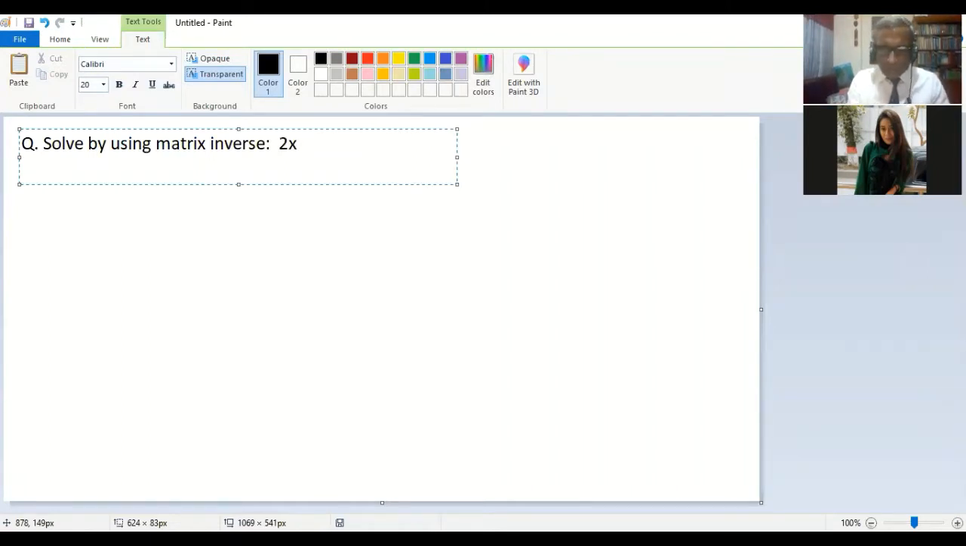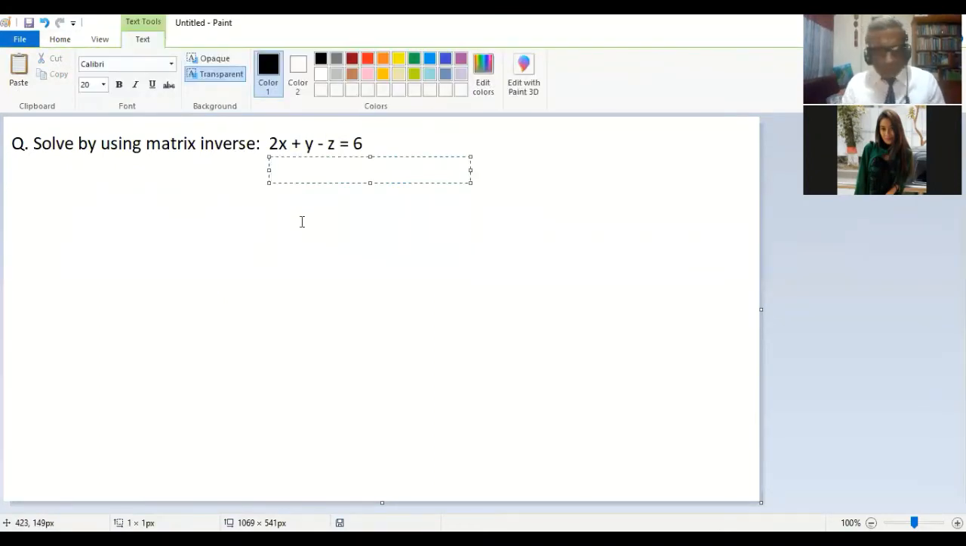So I'm writing 2x plus y minus z equal to 6, and then I'm going down here. Okay, just let me write it again. Second equation is 3x minus 2y plus z equal to 3. And then I'm writing another equation, x plus 3y minus 2z equal to 7. So these are the 3 equations given, and we will solve this.